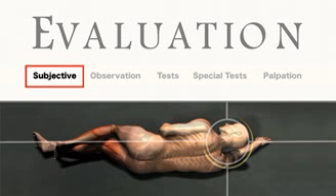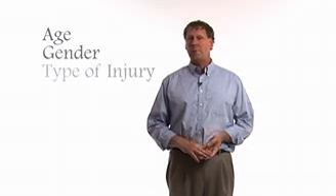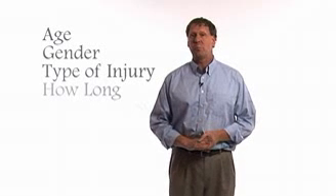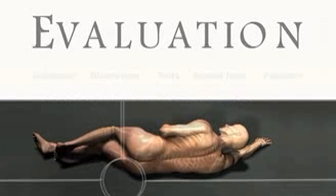An important part of any initial evaluation process is the subjective. In this part, you gather as much information as you can from the patients verbally, past and present medical history included, including their age, their gender, the type of injury, how long the injury has been present, and the location of symptoms.